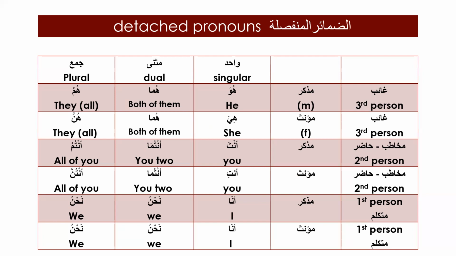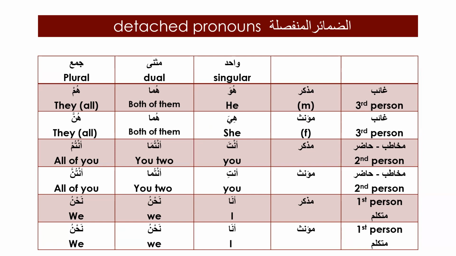So, to learn about the different patterns, or to conjugate a verb for the different persons, first person, second person, or third person, first of all, it is very important to revise a pronoun chart, right? We learned about the detached and the attached pronouns, the damair munfasila and the damair muttasila. Muttasila are the attached and munfasila are the detached pronouns.